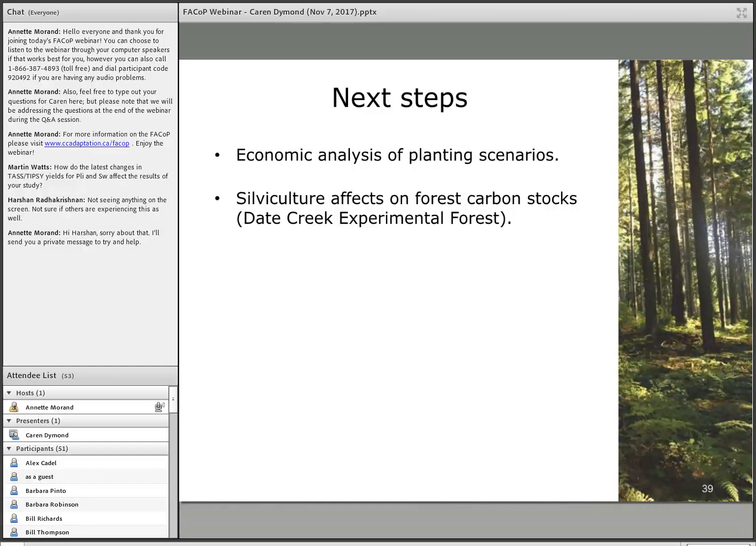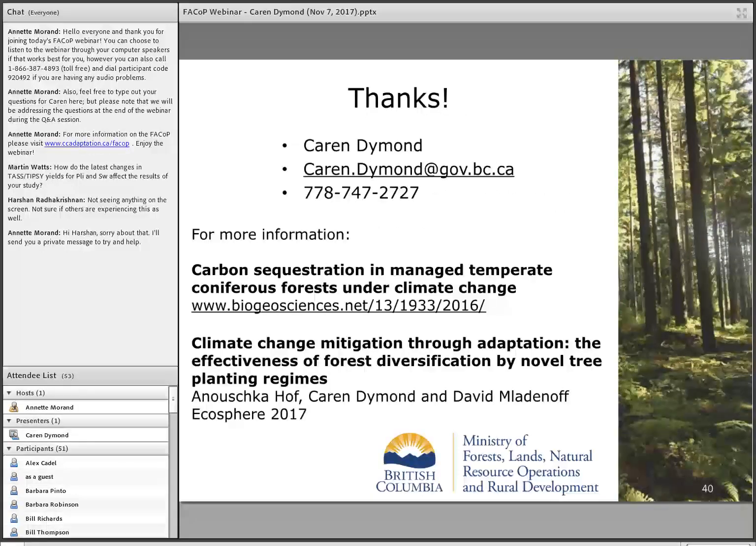So we're currently working on an economic analysis of these different planting scenarios to see how that would play out, and looking at doing some field work assessing different harvest systems' effects on forest carbon stocks using the Date Creek experimental forest. So again, thanks for attending. As I mentioned, the first part of the study is published. The second part is soon to be published in Ecosphere. So back to you, Annette.